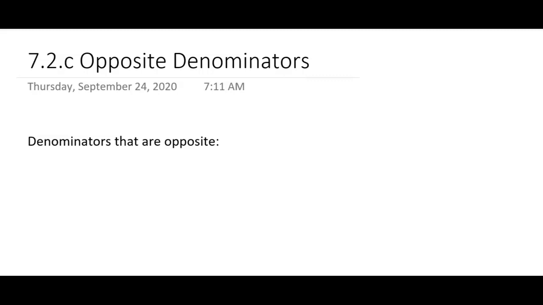Okay, so now we're going to talk about a situation where the denominators are not really the same, but they're opposites. So let's say you had something like 3 over x minus 7, and then you wanted to add 2 over 7 minus x. Well, they're almost the same, kind of, in a way. They're opposites. In the denominator, for the first one, you have x minus 7, in the other one you have 7 minus x.